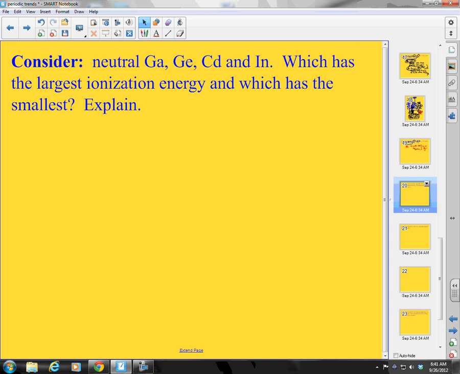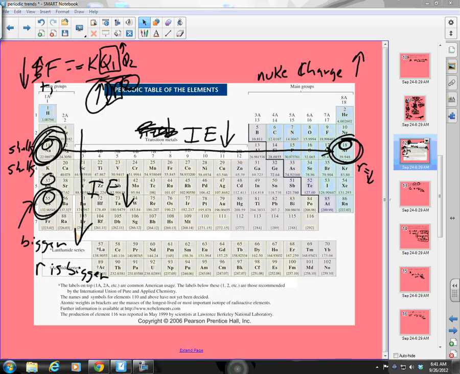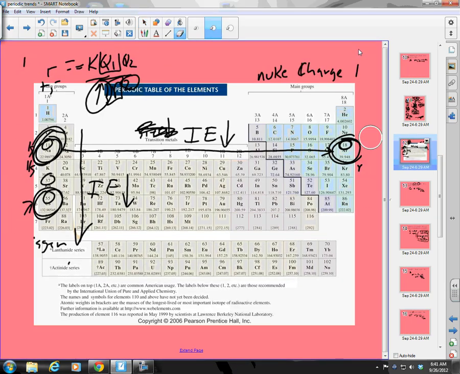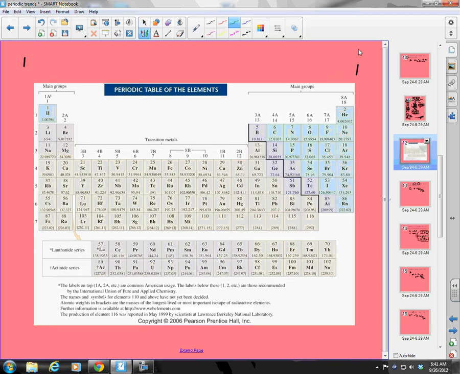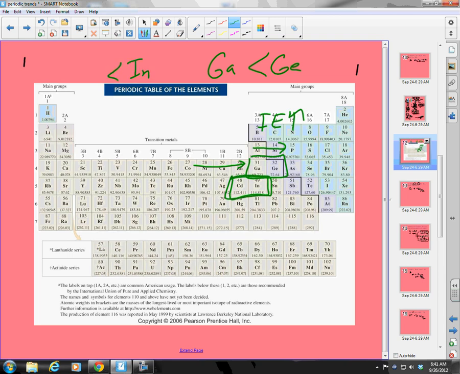Okay, let's find gallium, germanium, cadmium, and indium. Let's find that right here. Gallium, germanium, indium, and cadmium. Let's start up here in this period. I'm going from left to right here. What happens? Ionization energy does what as I go from left to right? Increase. So that means germanium is going to be greater than gallium. And we can also know that indium is going to be greater than cadmium.